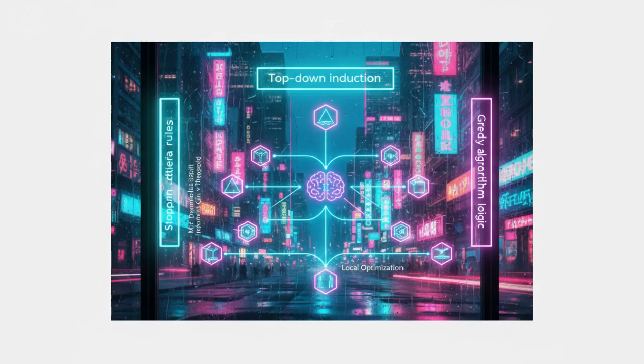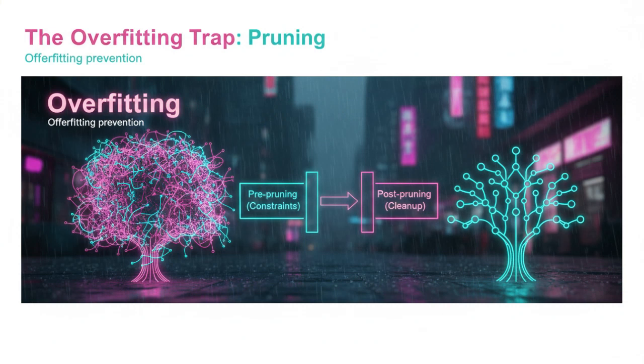The construction of a decision tree follows a top-down induction approach. It's a greedy algorithm, meaning it makes the best possible split at the current moment without looking ahead to see if a different split would be better later. This recursive partitioning continues until a stopping criterion is met, such as reaching a maximum tree depth, having too few samples to split further, or achieving a perfectly pure leaf. This iterative process allows the model to capture complex, non-linear relationships within the data that simple linear models might miss entirely. One major weakness of decision trees is their tendency to overfit.